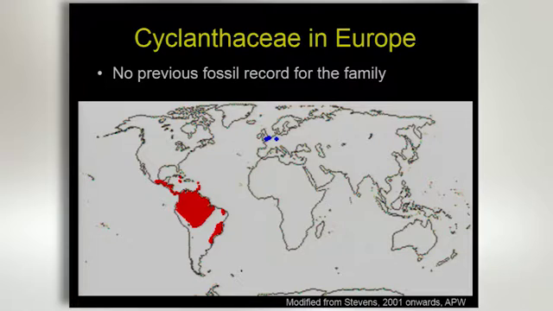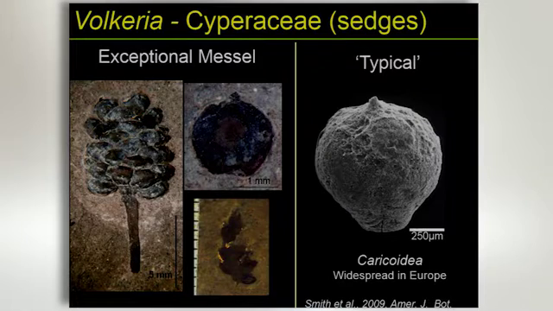Modern Cyclanthaceae is in Central and South America, and here we have fossils in the UK and Germany. So again, not something that you would predict based on where the modern family is at all. The second fossil from Messel that we looked at was another sedge. This one actually is a sedge this time. There are these dispersed individual fruitlets that are widespread in Europe called Caracoidea, and here at Messel we had these in fructescences, and we actually had some pollen as well.